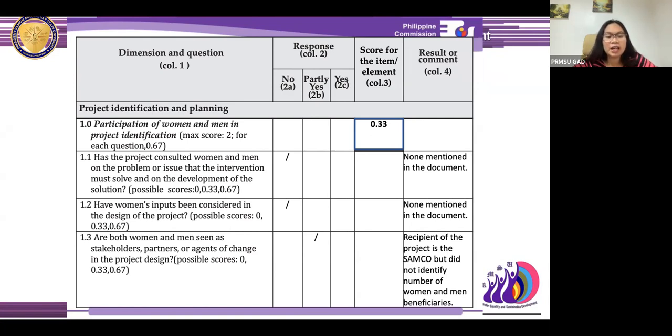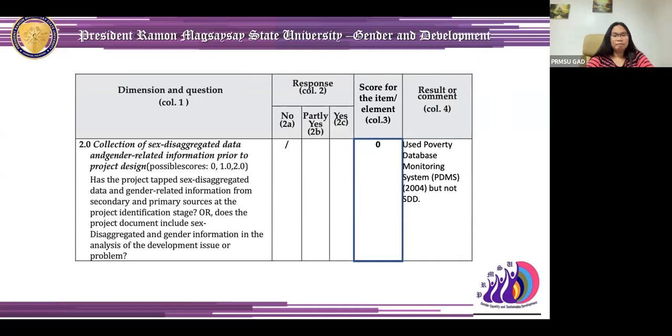So are both men and women seen as stakeholders, partners, or agents of change? Yun nga po, depende kasi doon sa mga naka-attach na documents. Has the project top sex disaggregated data? So nagkaroon ba kayo ng presentation ng table that it's sex disaggregated and you identified how male and female are different when it comes to their skills? So pag meron po, you attach that and you can get yes.